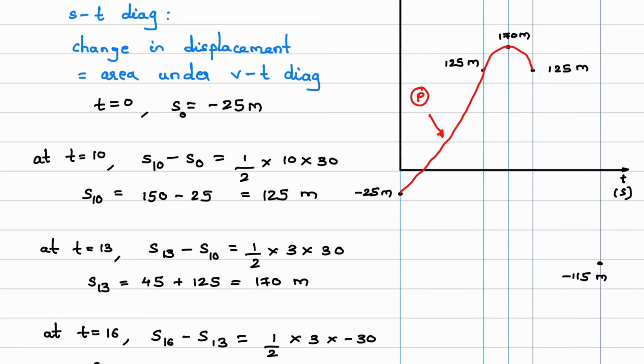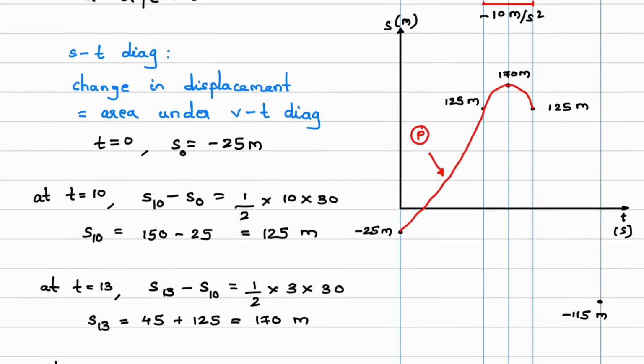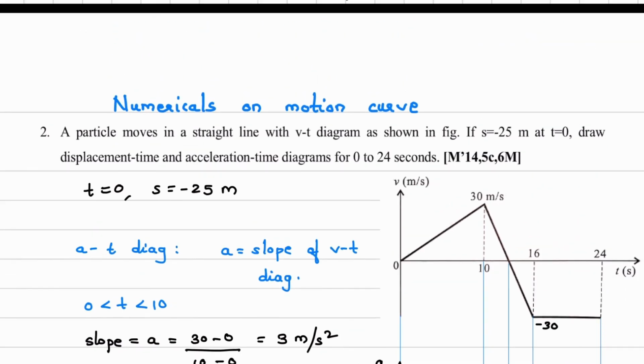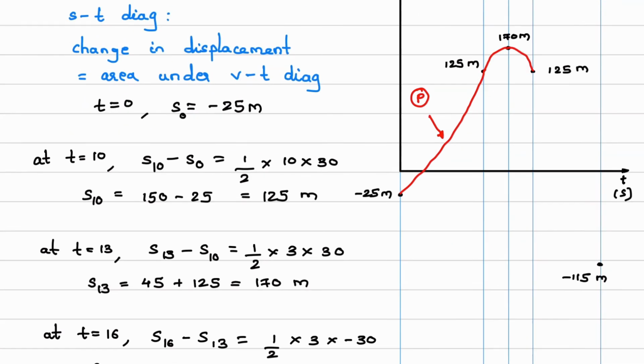Everywhere here it is a parabola, right? See the velocity diagram. If velocity is linear, displacement is parabolic. Here also it is parabolic, here also parabolic, here also parabolic. So for all three parts we have to write P, parabolic, and this part is also parabolic.